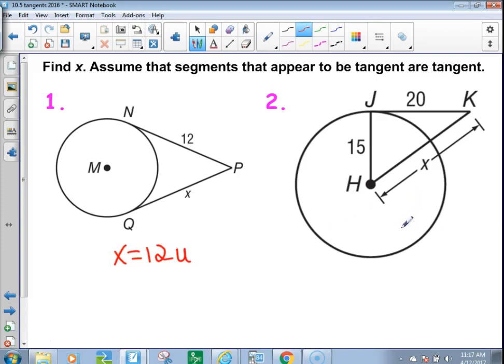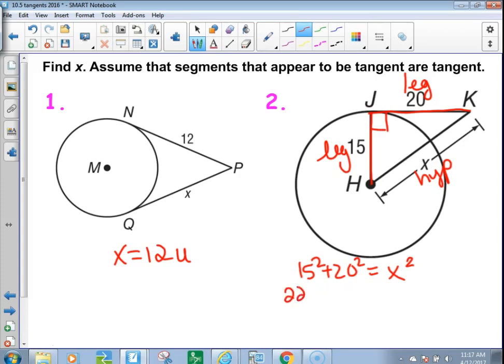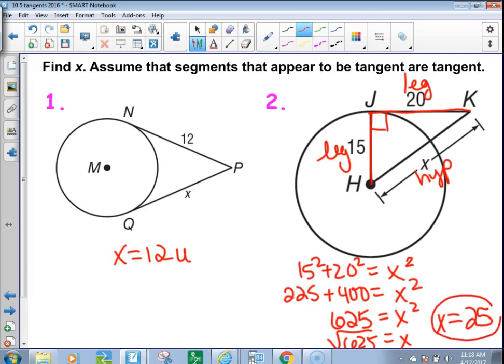We will have to do a little more work on number 2 in that JK is a tangent line. JH is a radius, and if JK is a tangent, then it has to be perpendicular to the radius at the point of tangency. So we got a leg, and we're going to find the hypotenuse. So 15 squared plus 20 squared equals x squared. We got 225 plus 400 equals x squared, and I realize you guys probably just typed that on your calculator and got 625 right away. Take the square root, and what do we got for x? 25 units, I guess. Cade.